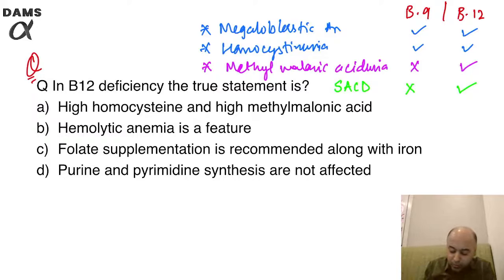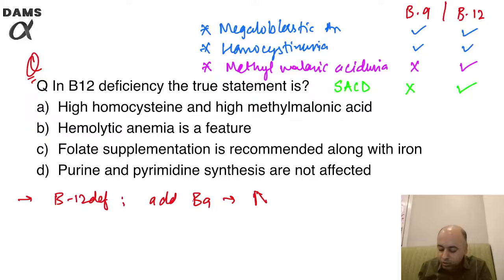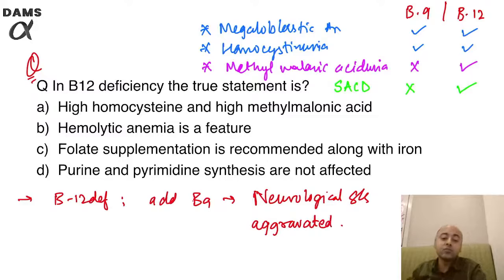Okay. One extra point you should keep in mind: if there is B12 deficiency and you add folic acid, you add B9, whatever neurological signs and symptoms are there will be aggravated. Please keep in mind the neurological signs and symptoms will get aggravated if in B12 deficiency you add B9 without giving B12 supplementation. So there's an extra point to keep in mind about B12 deficiency when compared to B9 deficiency. Very, very important, very frequently asked question. You must definitely know about this.